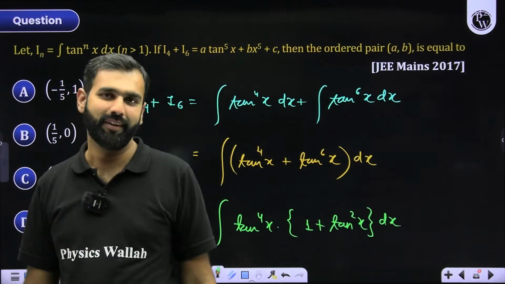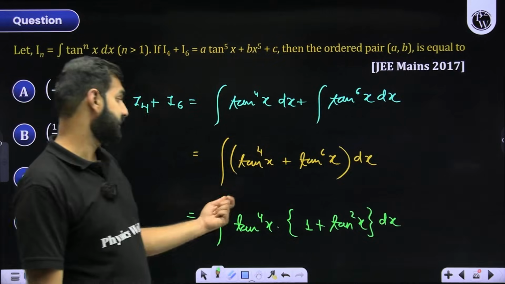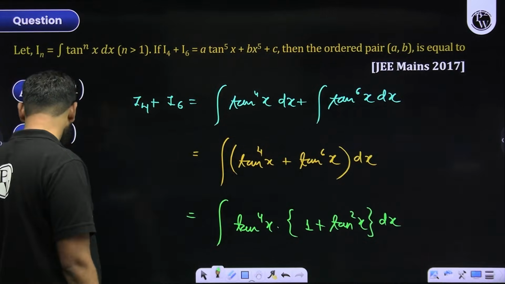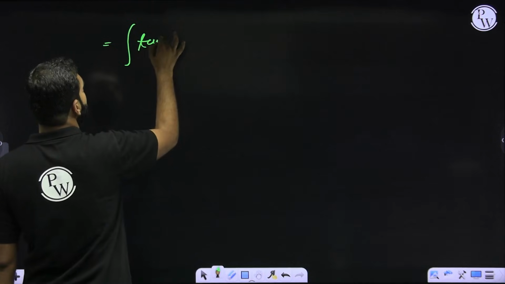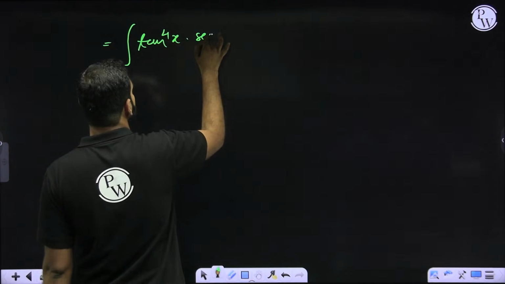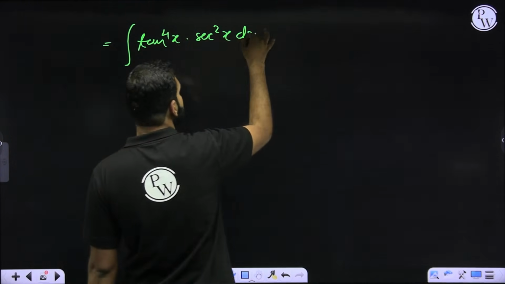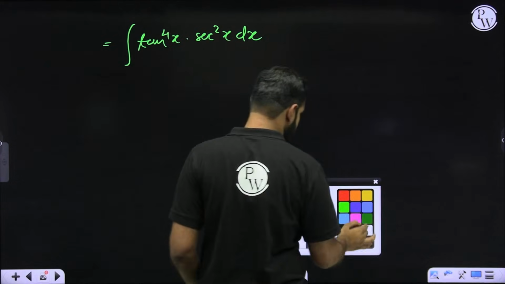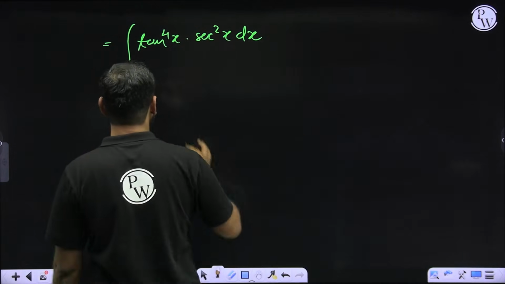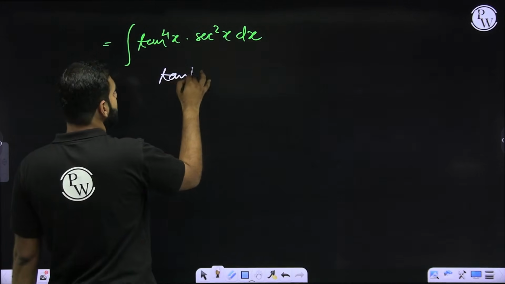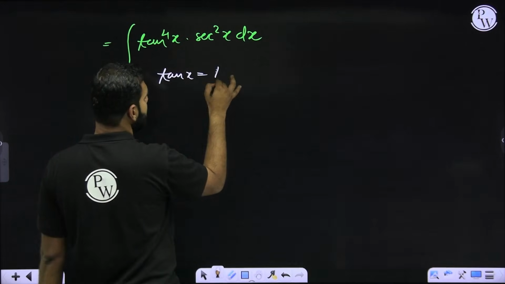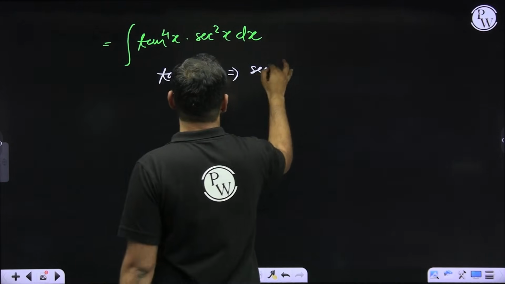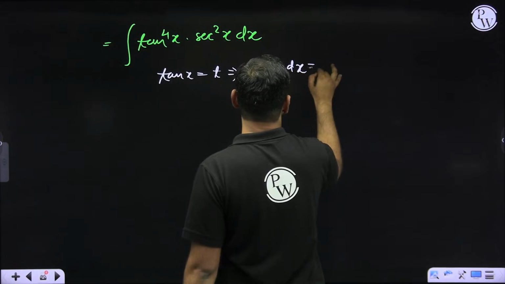I hope you know something. What is 1 plus tan square x, students? It is sec square x. So it will be written as integration of tan x to the power 4 times sec square x dx, and I think the job is completely, totally and absolutely done. Why and how? Because you would now say that, sir, substitute tan x by t so that you can have sec square x dx as dt.